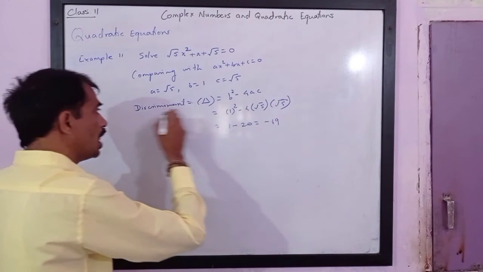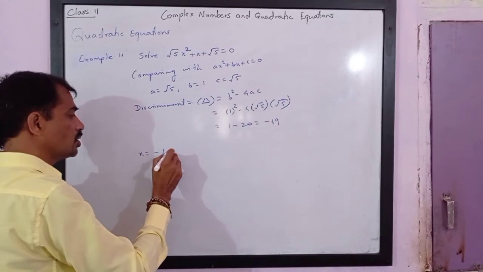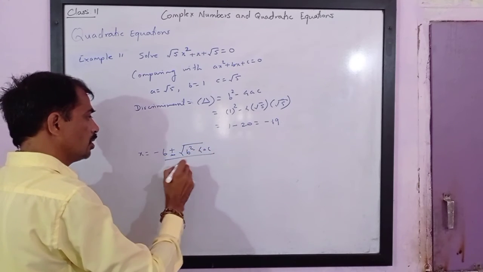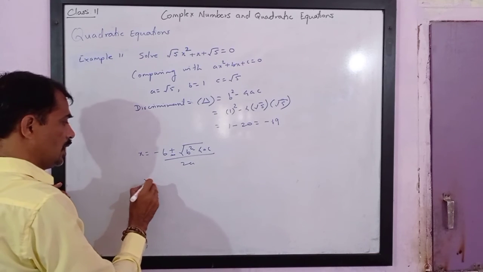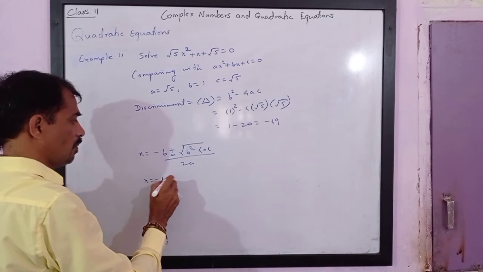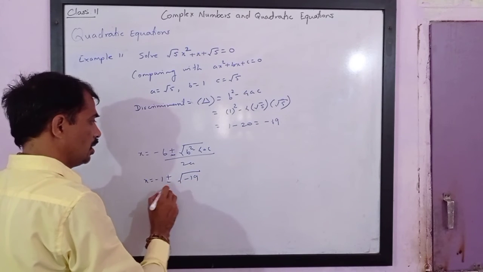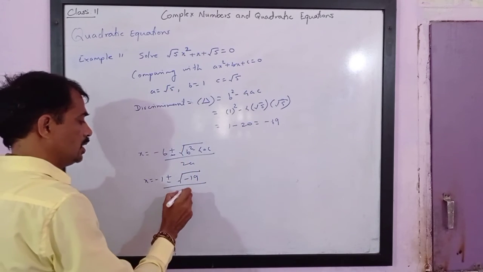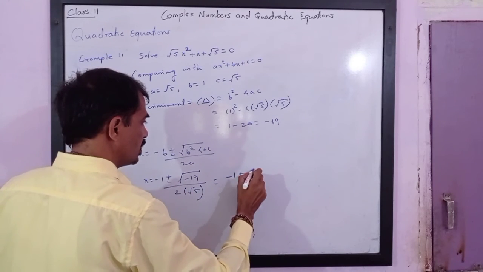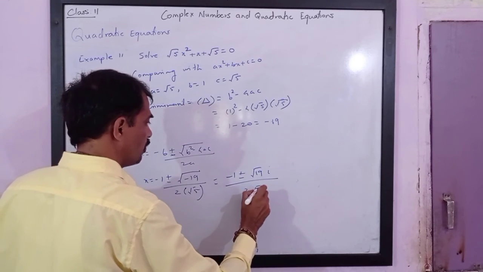Now we already know the roots are represented by x is equal to minus b plus or minus root of b square minus 4ac upon twice a. So x is equal to minus b, which is 1, plus or minus root of b square minus 4ac, which is negative 19, upon 2 multiplied by a, which is root 5. So this is equal to minus 1 plus or minus root of 19i upon 2 root 5.